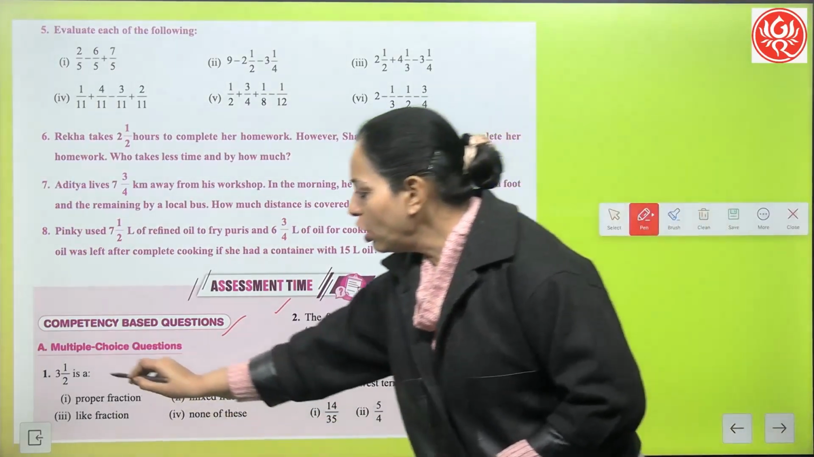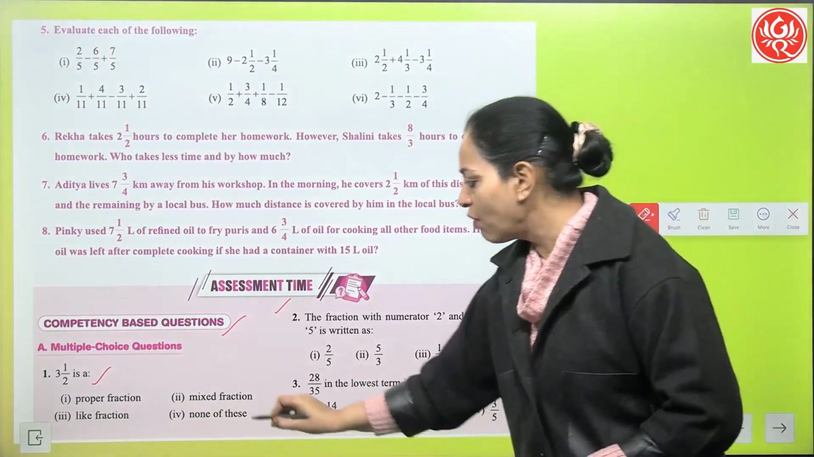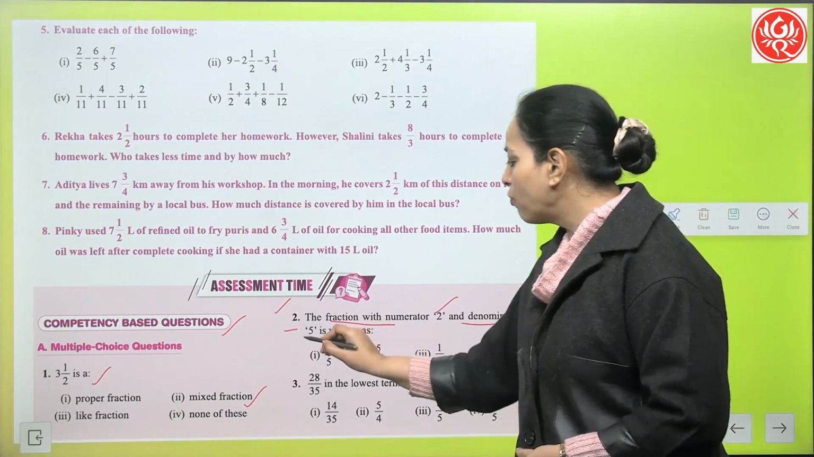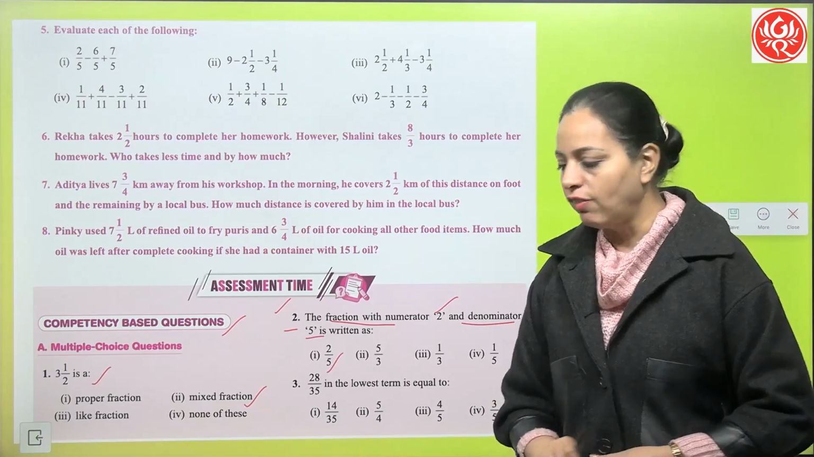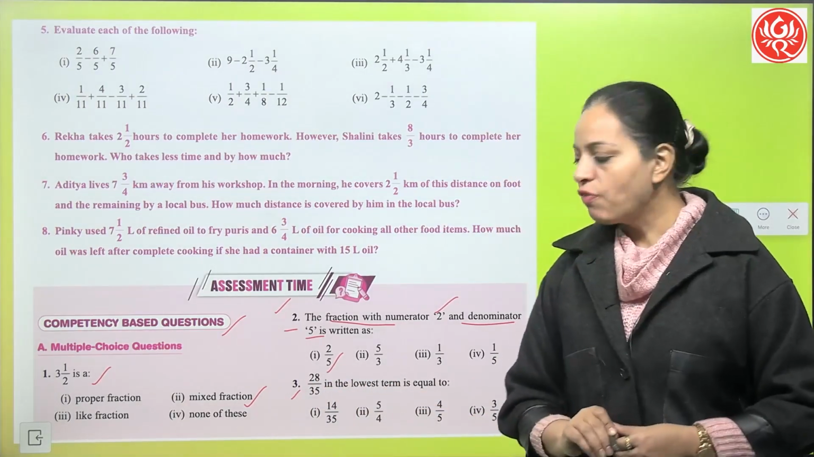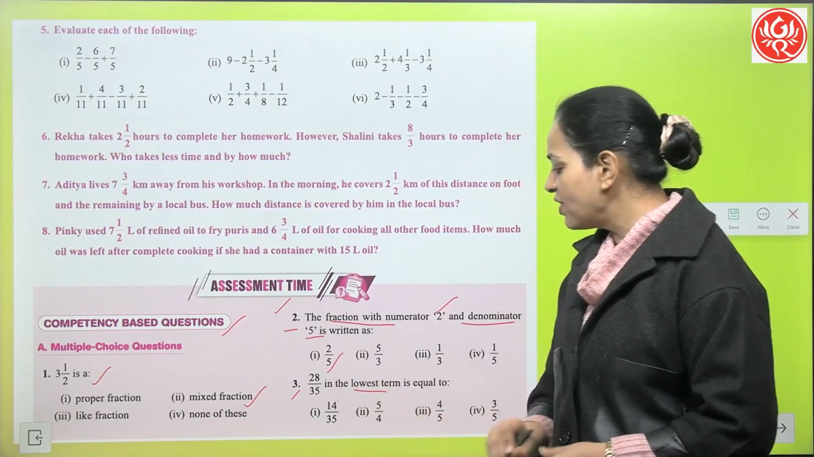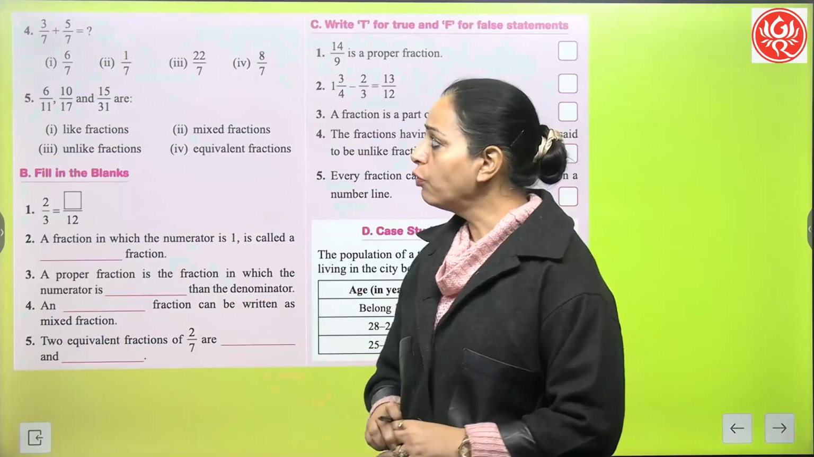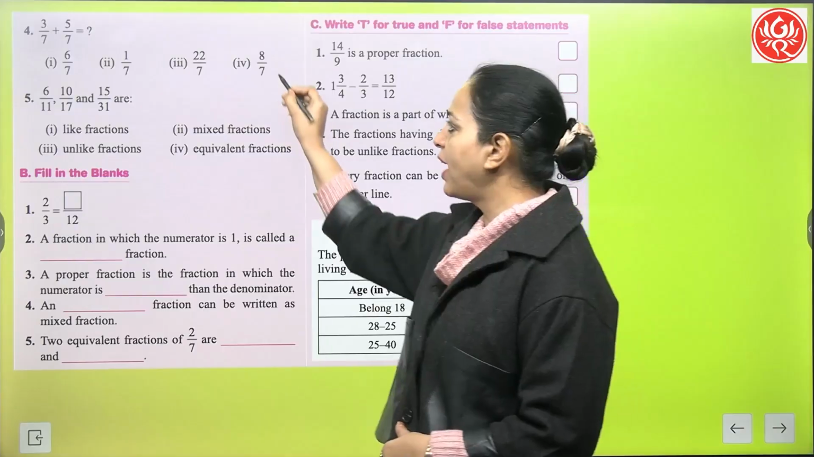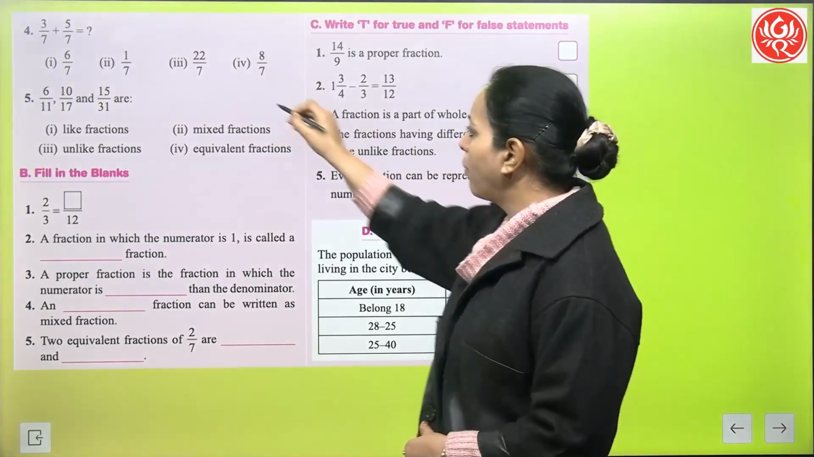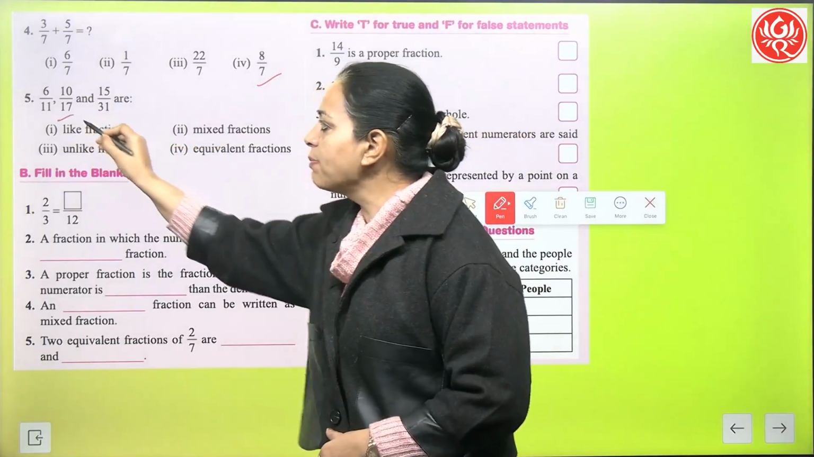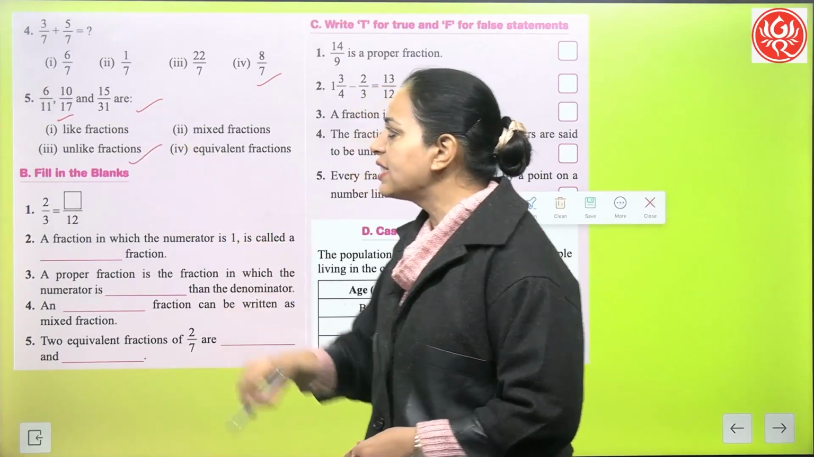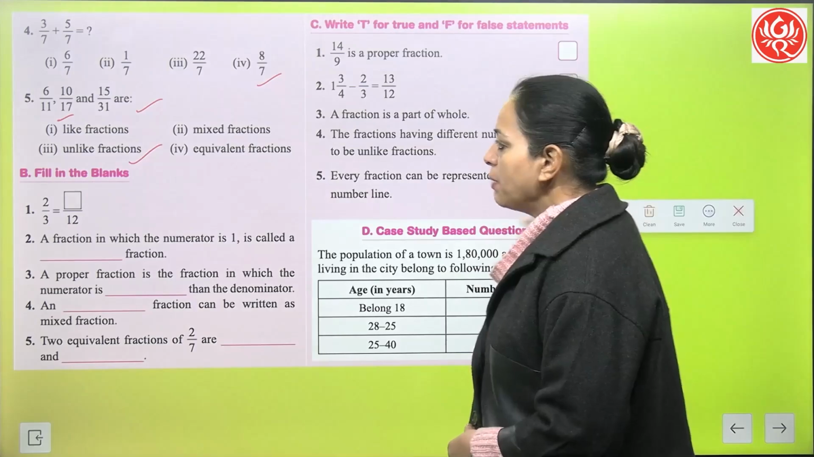The first one, 3 whole 1/2 is a mixed fraction. Okay. The second one, the fraction with numerator 2 and the denominator 5. This is 2/5. The third one, 28/35 in the lowest term. हम क्या करेंगे? 7 से कट कर दें. That is 4/5. Okay. Now the fourth one, 3/7 plus 5/7. That is what? That is 8/7. Now fifth one, 6/11, 10/17 and 15/31 are which fractions? These are unlike fractions.